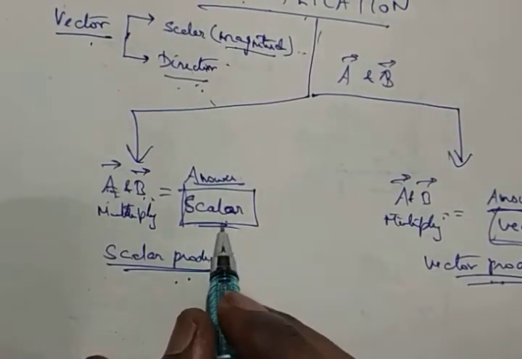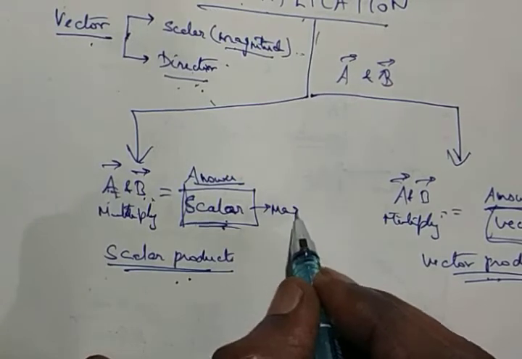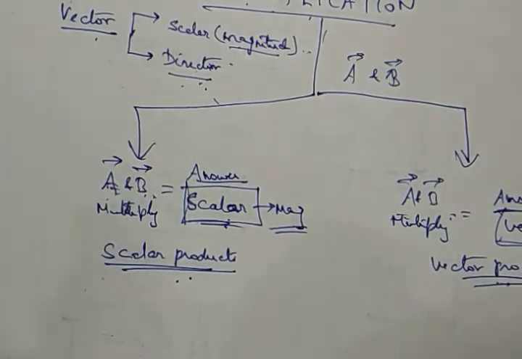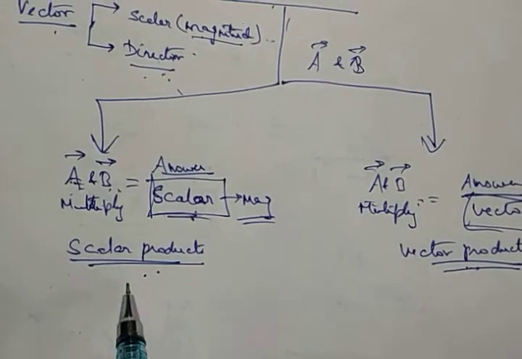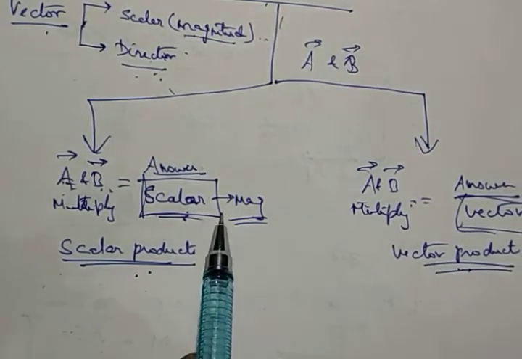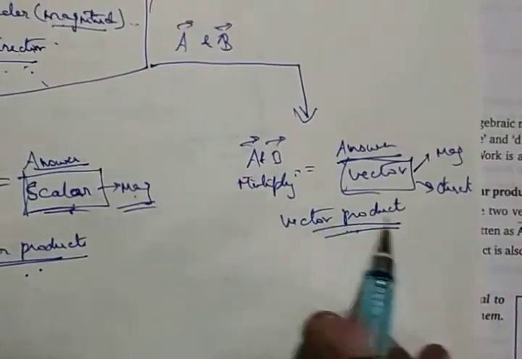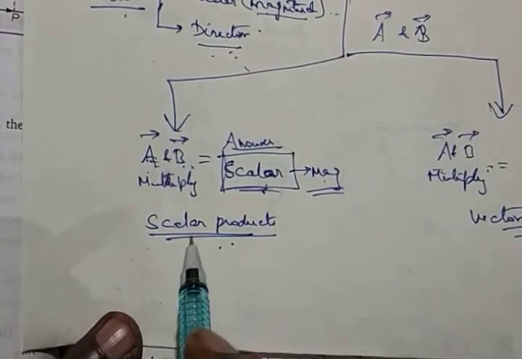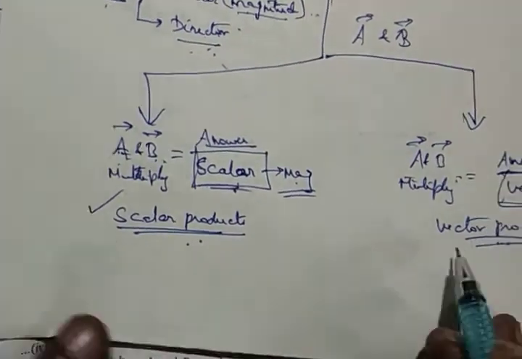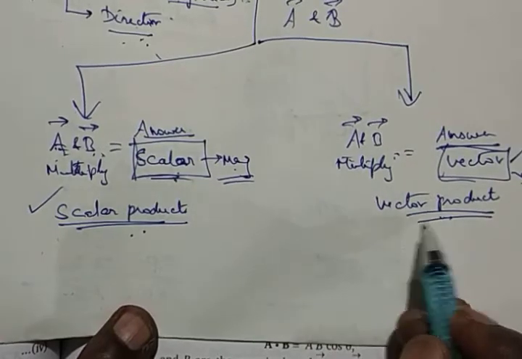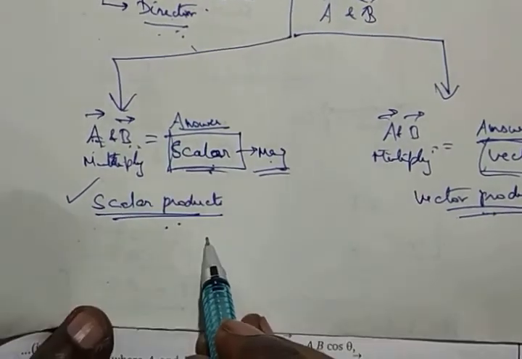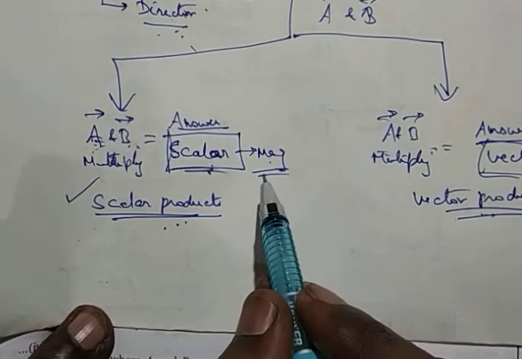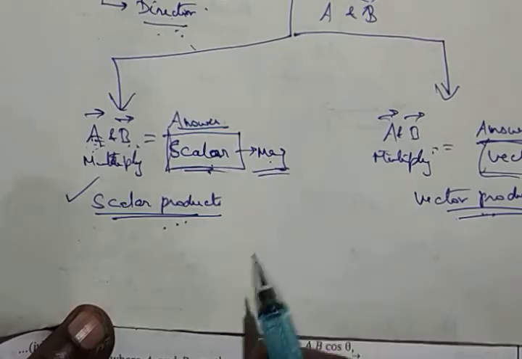Here, you will not have any direction. You will have only magnitude as an answer. So that's a big difference between these two products. In scalar product, the answer will be only magnitude. In vector product, the answer will have magnitude and direction. We're going to see scalar product today, and in the next class we'll see vector product. So we are going to see what scalar product is, how it works when you multiply two things, and how you get just a magnitude.